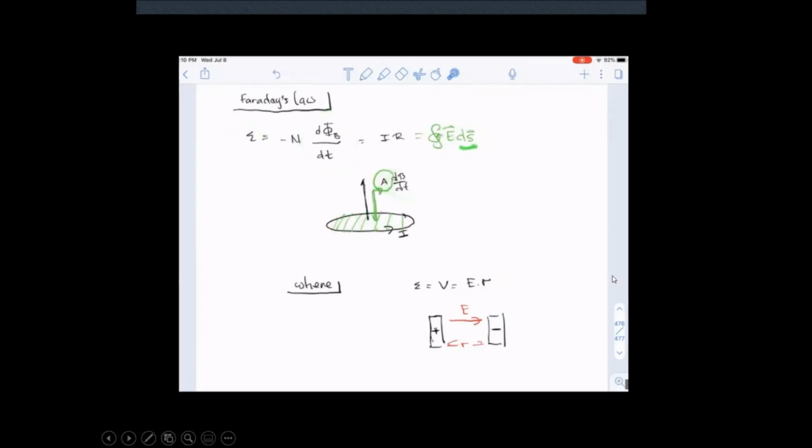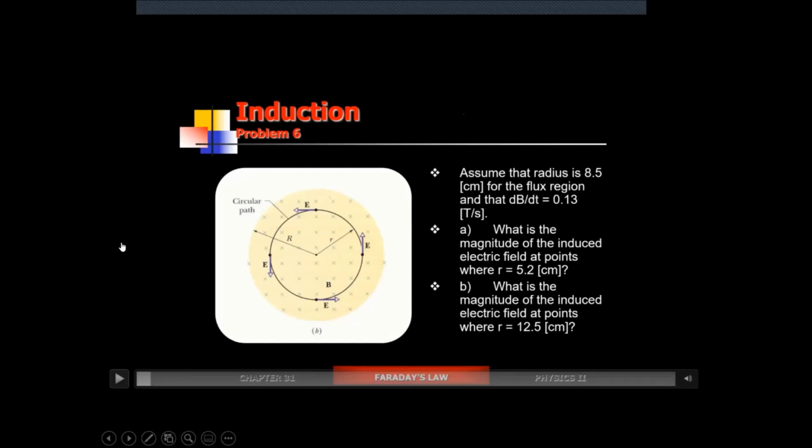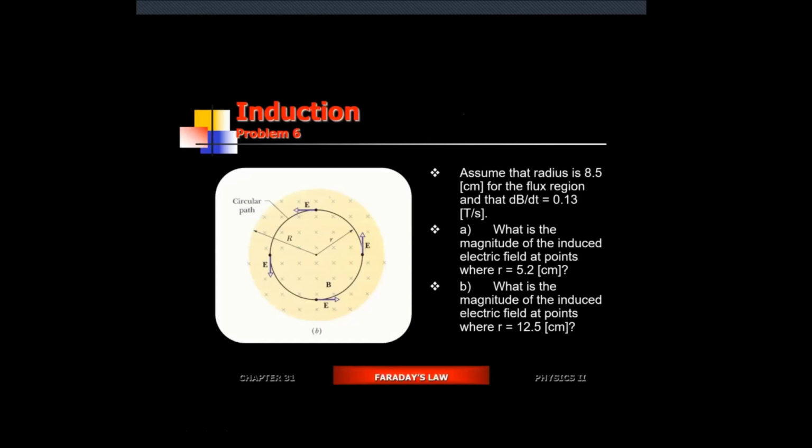There's going to be a problem related to this. My recommendation is you practice the following problem. We just move on to the next page. Problem number 6 is the one that I recommend that you practice. Mathematically, this stuff is not difficult. Conceptually, make sure that you make all these connections between the electromotive force, the electric field, the current, and everything else. So this is problem number 6.